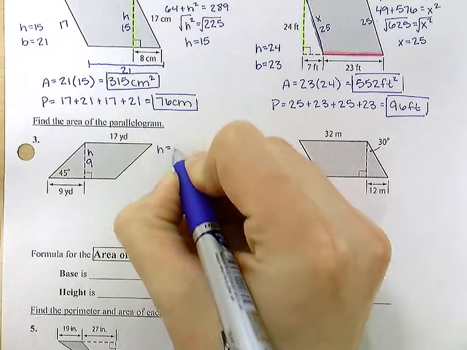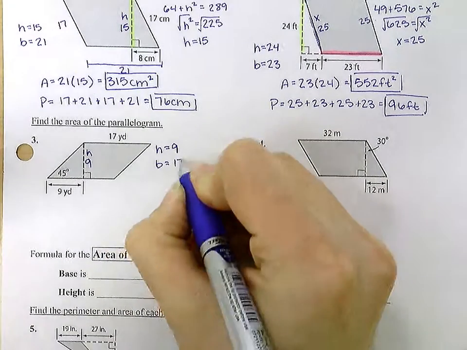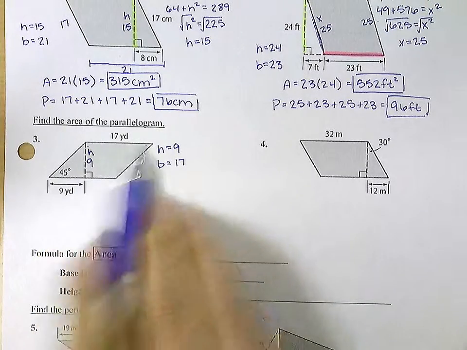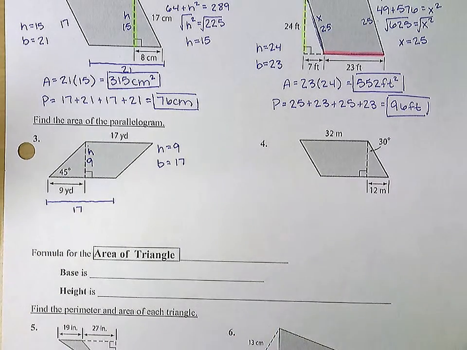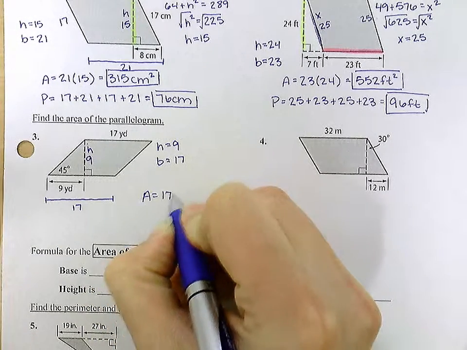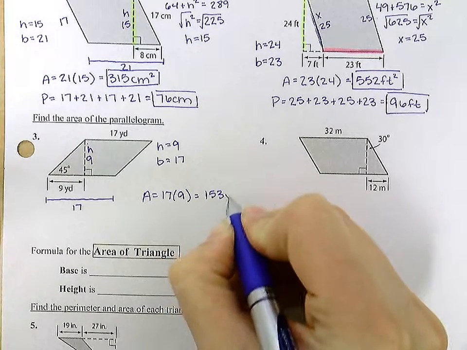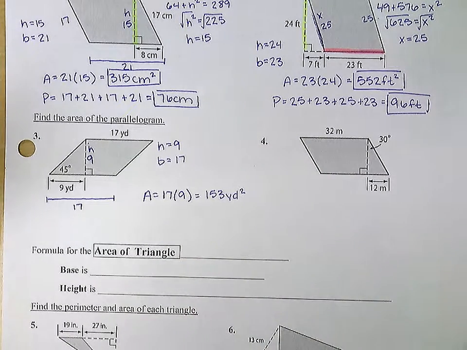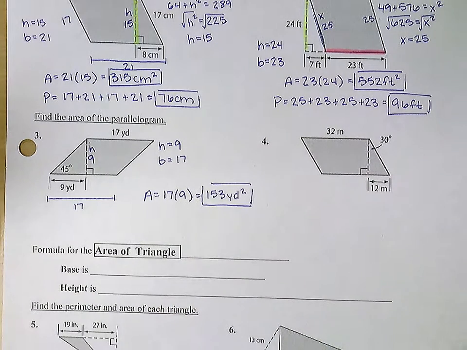Okay, so I have a height of 9. What's the base length? 17. Okay, so since this side is 17, this side also has to be 17. So I have both the base and the height, so I can find the area. Multiplying 17 times 9, that's 153 yards squared. And we don't need to find the perimeter for these ones. It just wanted us to find the area.